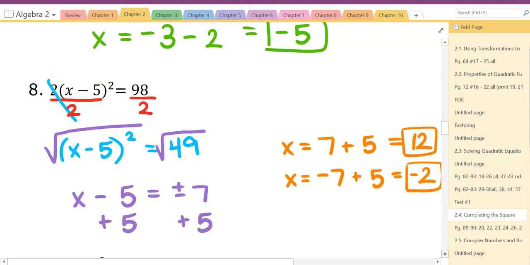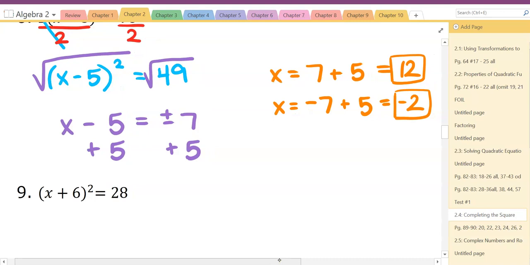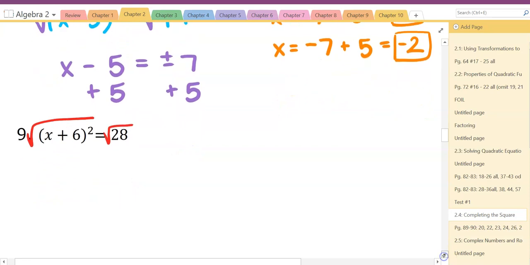All right, last one on this page. We have x plus 6 squared equals 28. So again, I don't really have to move anything this time. I don't have to divide by a number because there's no number sitting in front of the parentheses. So I'm going to go ahead and just square root both sides. So on the left side I have x plus 6. And now I have plus or minus the square root of 28.